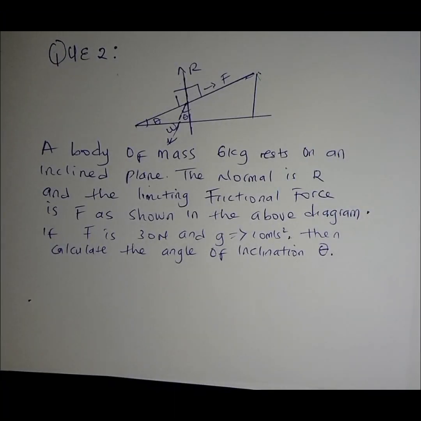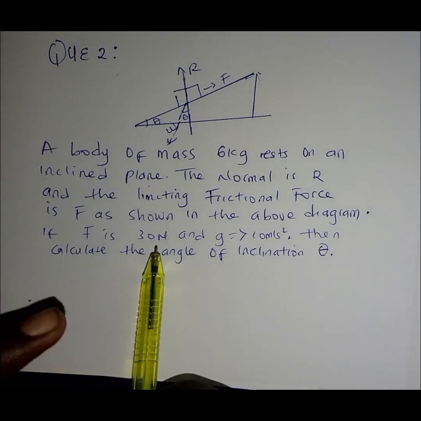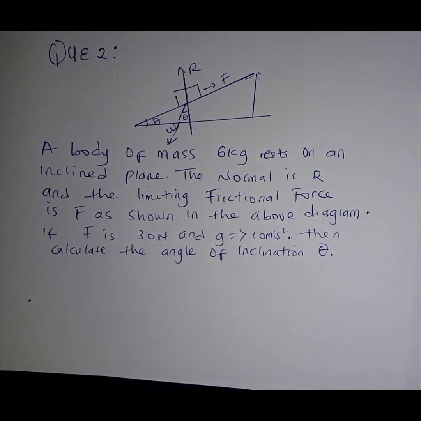Okay, now we have another case 2 of inclined plane calculation, which is question 2. Now a body of mass 6 kg rests on an inclined plane. So this body is not moving now, it's resting. The normal is R and the limiting frictional force is F, as shown in the above diagram. If F is 30 Newton, so the limiting frictional force is 30 Newton, and g is 10 meters per second square. Then calculate the angle of inclination.